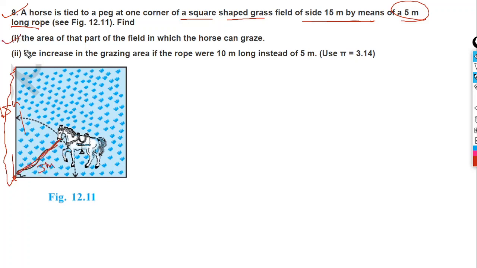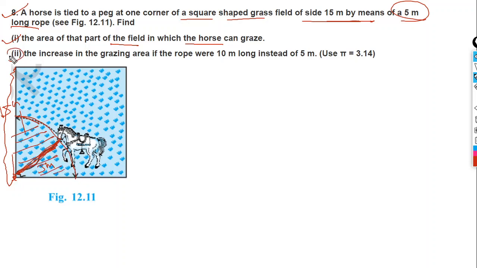Now what we have to find? The area of that part of the field in which the horse can graze. So the area of the field that the horse can graze. Now the horse can graze with a radius of 5 meter because the rope is 5 meter. So here this will be the area that the horse can graze. So first we have to find this area.